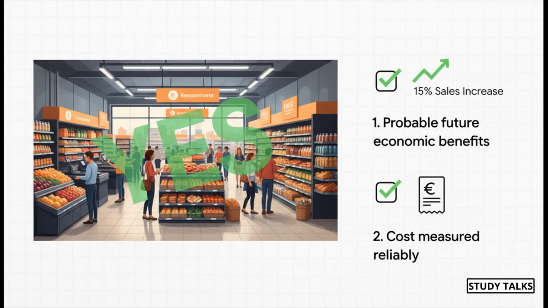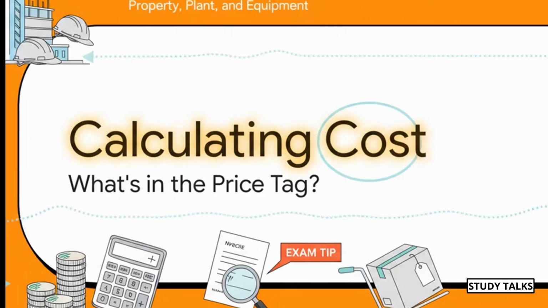That expected 15% sales increase, that's your probable future economic benefit right there. And can they measure the cost of the renovation reliably? Of course, they have invoices. See how we link the decision directly back to the 2 rules? That's how you score the marks. So, we've decided to recognize the asset. Fantastic. Now for the fun part, the math. What exact amount do we record in our books? This next step is all about the practical calculation of what actually gets included in that initial price tag.